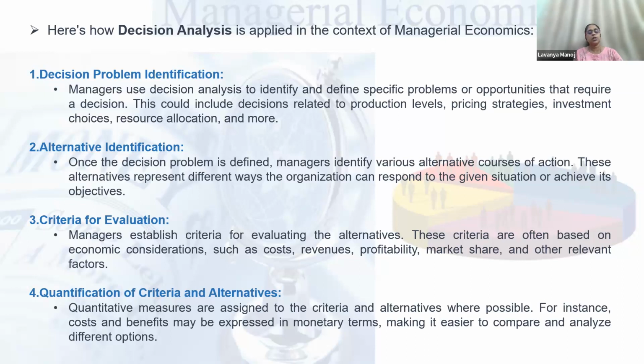The first thing is decision problem identification. Identify the problem. Then alternative identification. So from the middle management's point of view, always have an alternative. Then criteria for evaluation. Have criteria for evaluating the decision. Check with experienced people in the organization, or get help from external agencies, if possible.